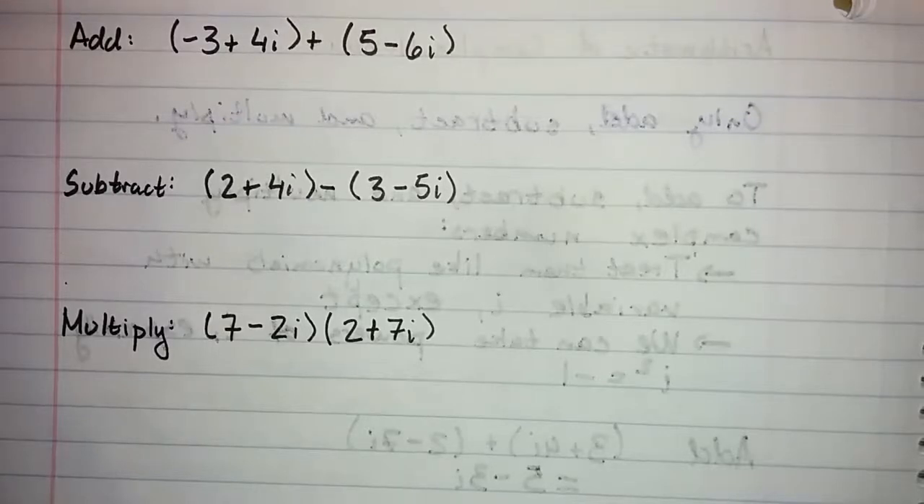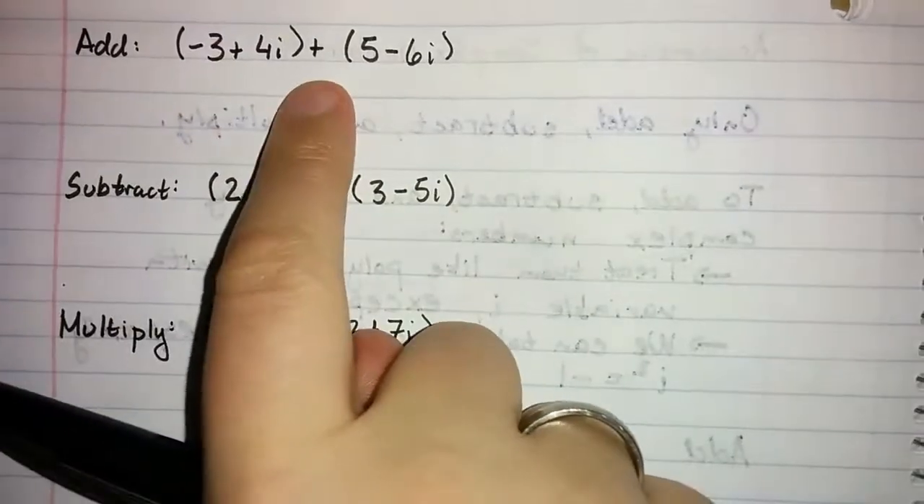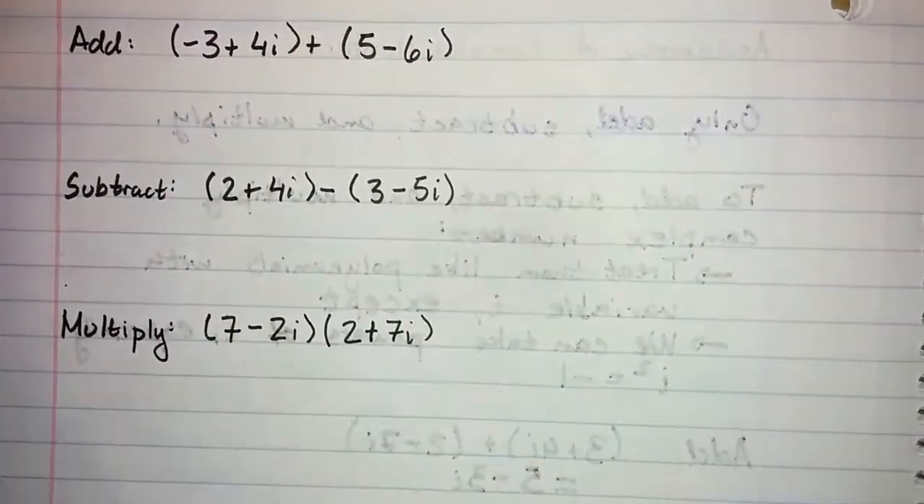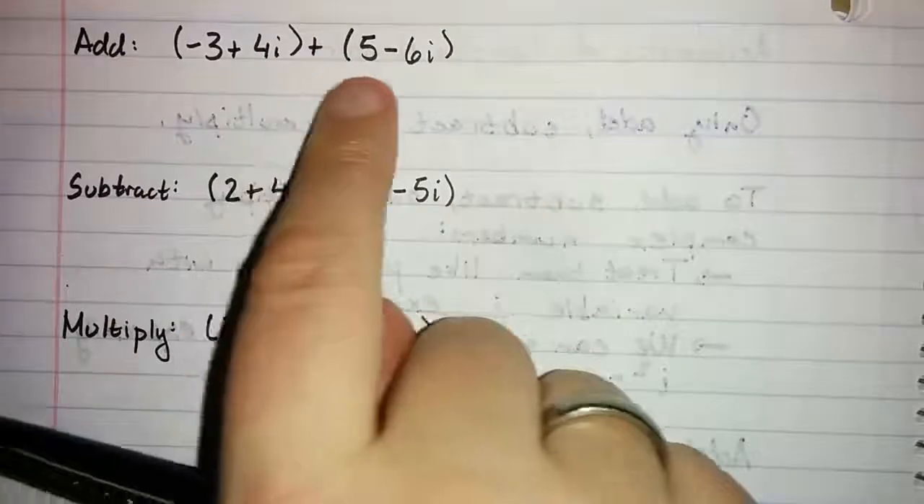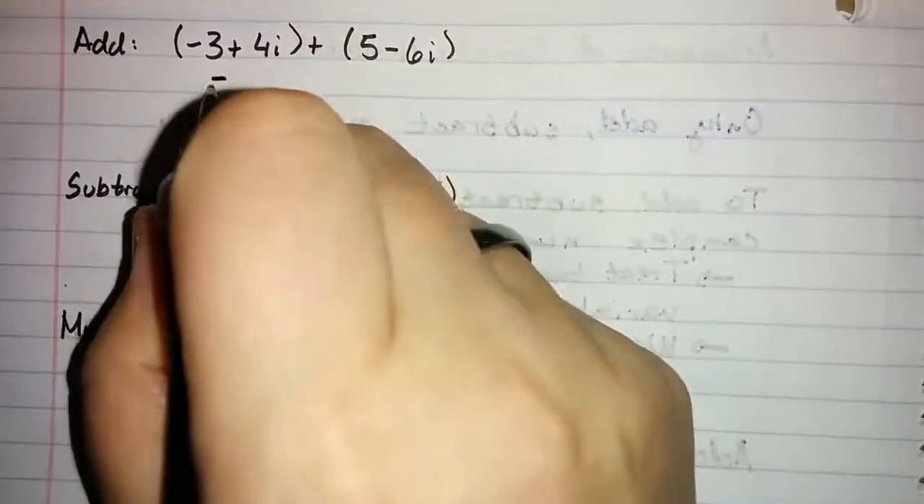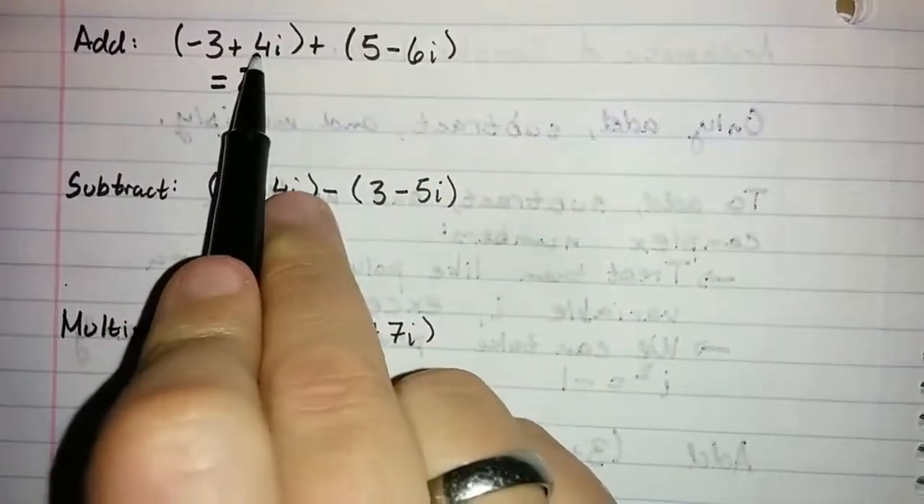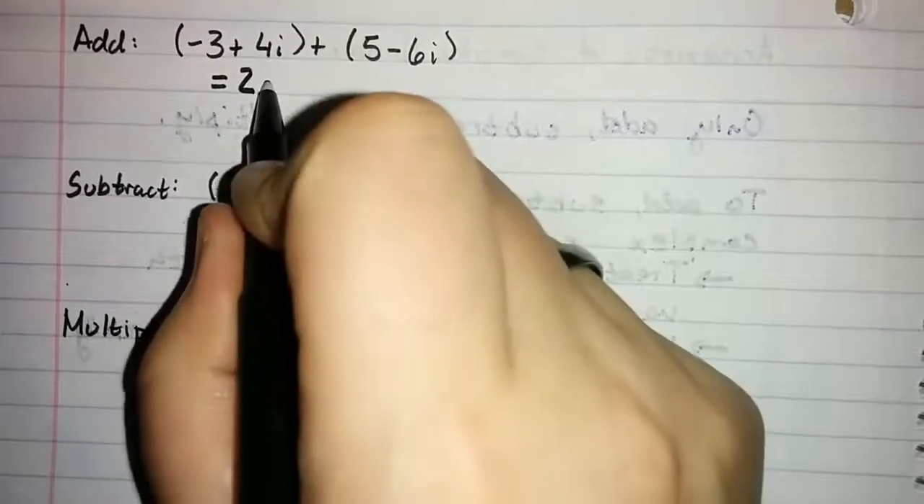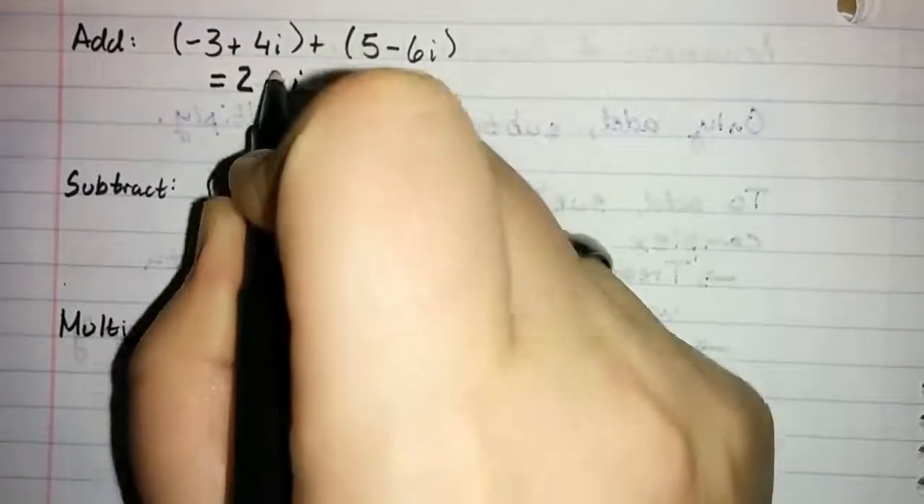All right, the addition is straightforward. Since this is addition, we can ignore the parentheses. We'll have -3 plus 5 is 2. 4i minus 6i is minus 2i.